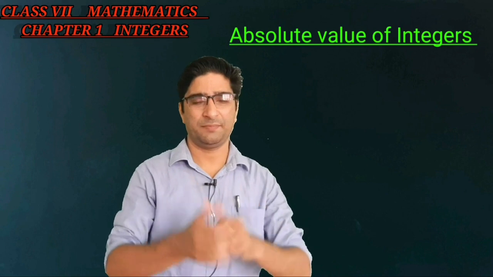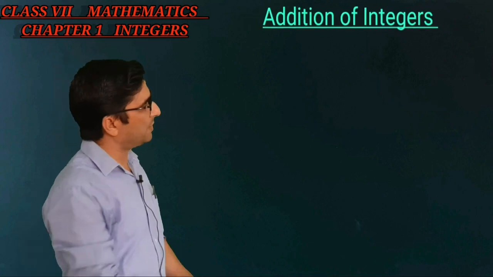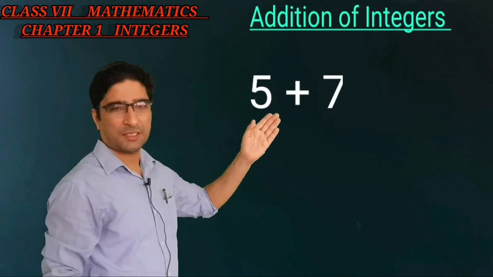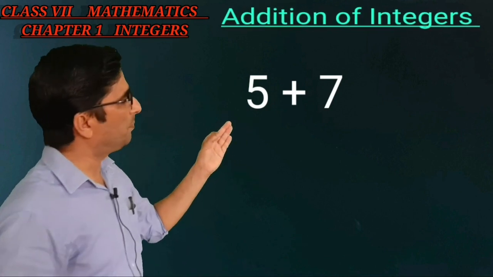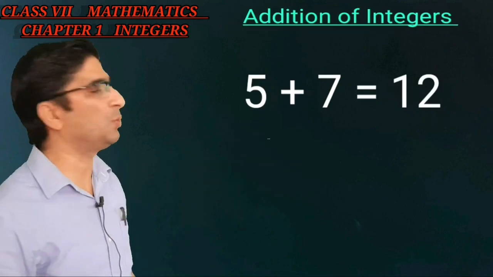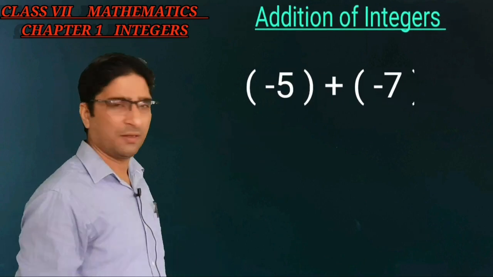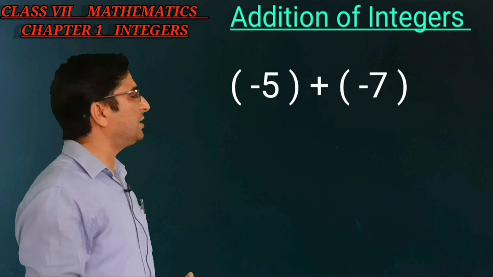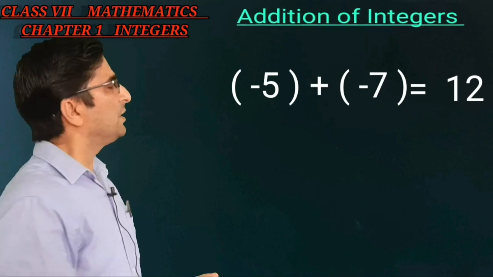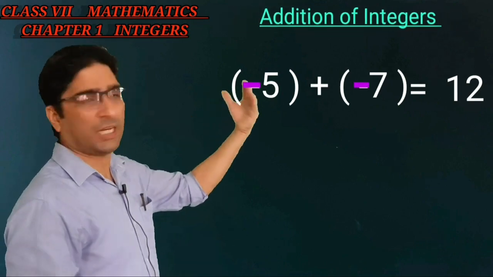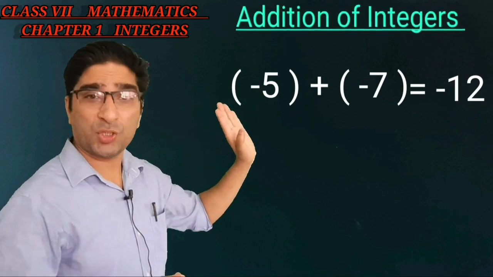Now, addition of integers. Let us have two integers, 5 plus 7. Very simple. They are both positive integers, so directly we will add: 5 plus 7 is equal to 12. No problem. Now the second case is -5 -7. Both are negative. In such cases you just add their absolute values, 5 and 7, that is 12, and since both of them have a negative sign, the sign will be negative. So the result is minus 12.